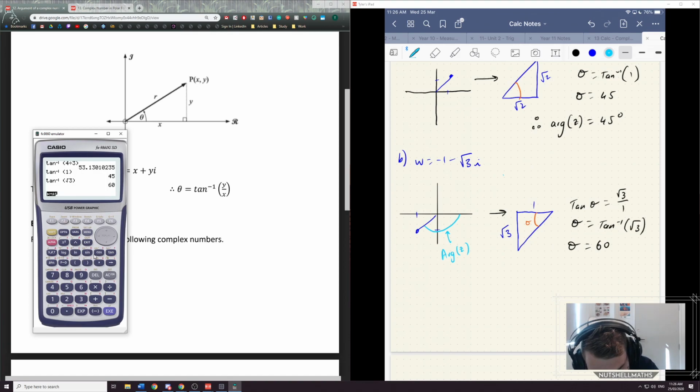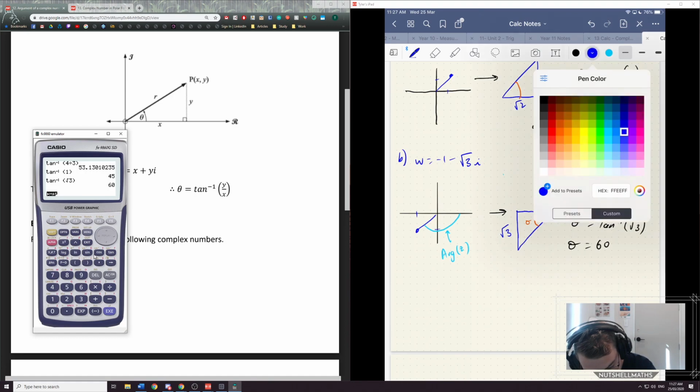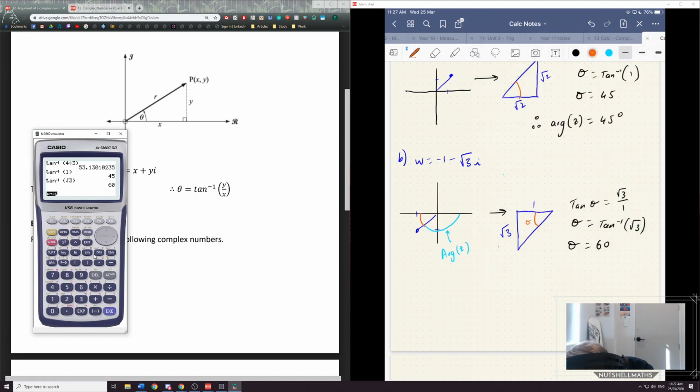So we need to think about this. If you imagine I travelled from here all the way around to here, how many degrees would I have travelled? I would have travelled 180 degrees, for sure. Now, we know that this here, we've just found this to be 60 degrees. So if that's 60 and the whole thing is 180, this piece must be 120 degrees. Let's do that. 180 minus 60 is 120.